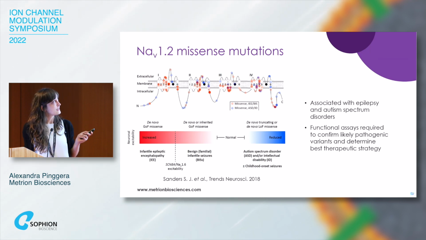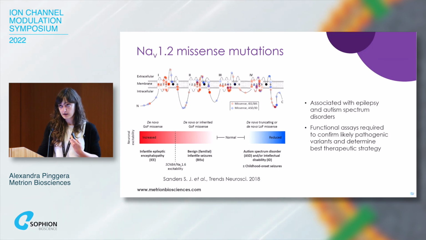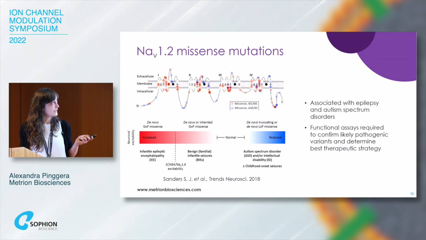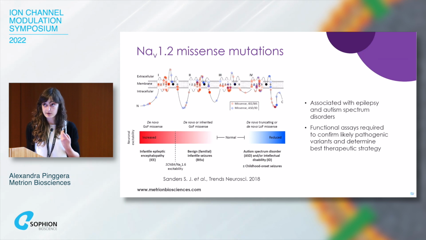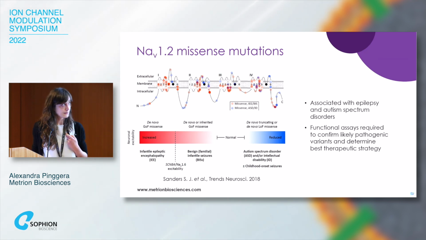And now, since we have this diverse disease spectrum with these NaV1.2 missense mutations, this is a further reason to really functionally characterize these variants, also to be able to provide the best therapeutic options for these patients. And I have to say that often these infantile epileptic disorders are very treatment resistant, and there are currently efforts being made to identify novel NaV1.2 selective drugs.